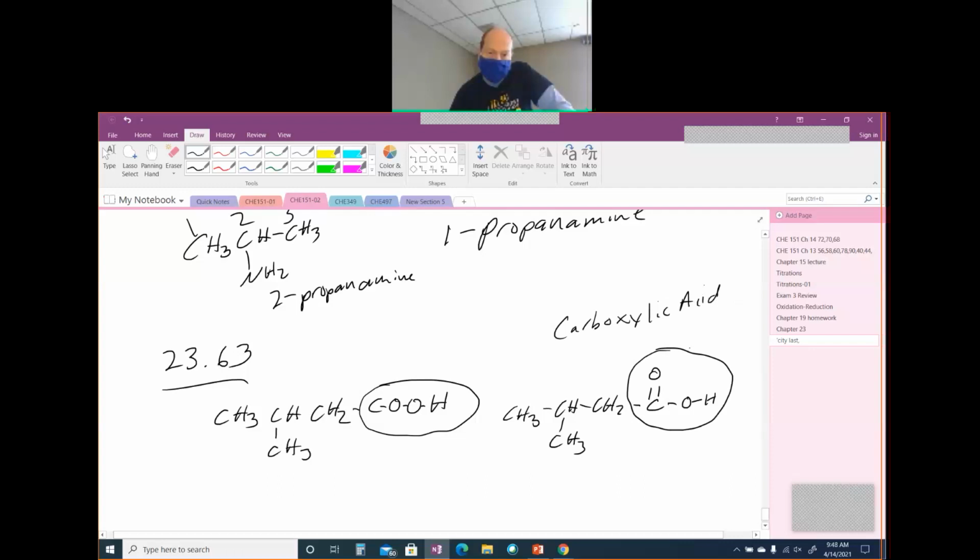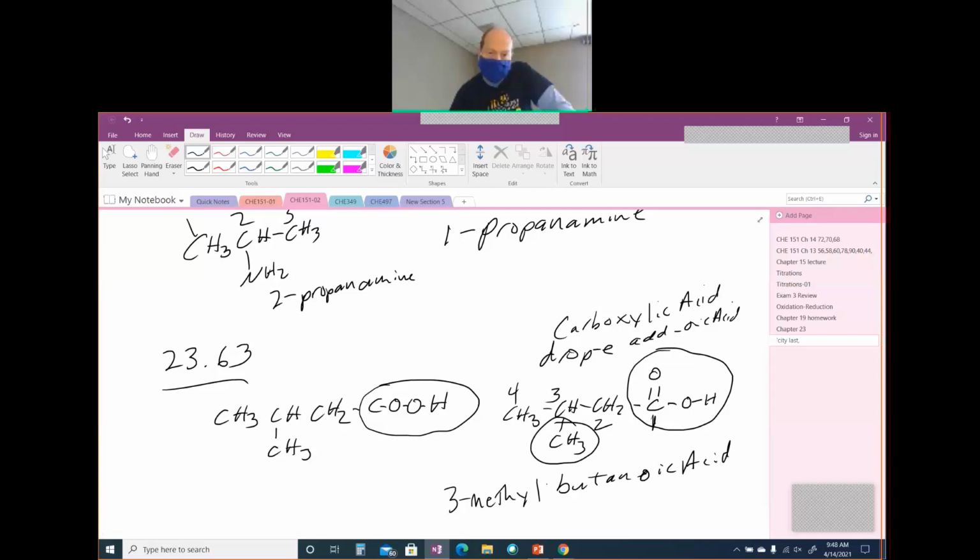And so when you name a carboxylic acid, remember you're going to drop the E, you're going to add oic acid. So you've got to find the longest carbon chain. The C double bond O is always carbon number 1. 4 is your longest carbon chain, so that would be butane. But you're going to drop the E and you're going to add oic acid. So you have butanoic acid. And you see that off of carbon 3, you have a methyl. So that is a 3-methyl butanoic acid.